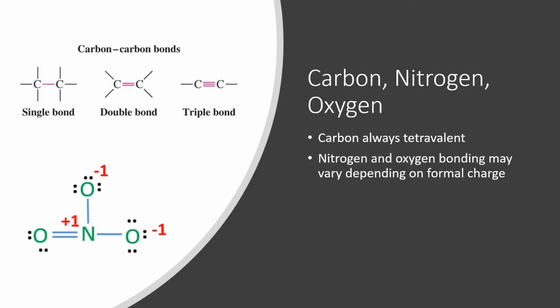Nitrogen and oxygen, on the other hand, may form an alternative number of bonds when they assume formal charge. Previously, it was noted that nitrogen tends to form 3 bonds and oxygen tends to form 2 bonds. However, in the nitrate ion, as we have seen, nitrogen has 4 bonds and a formal charge of +1. Oxygen, when it has a single bond and 3 lone pairs, will assume a formal charge of -1. Notice that no matter what, for carbon, nitrogen, and oxygen, the octet rule is always obeyed.